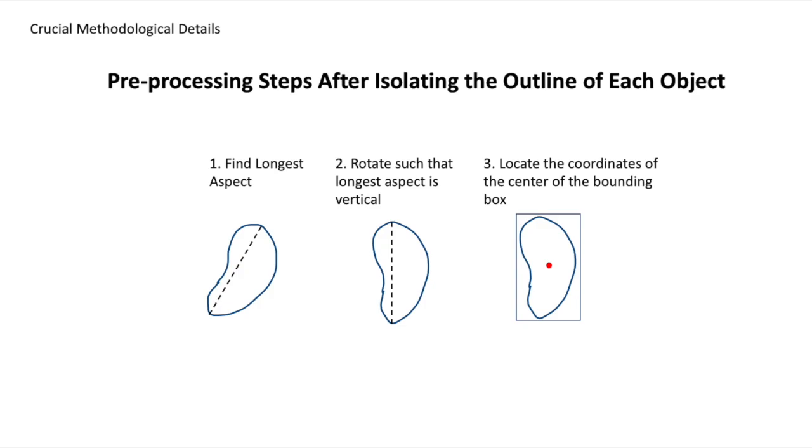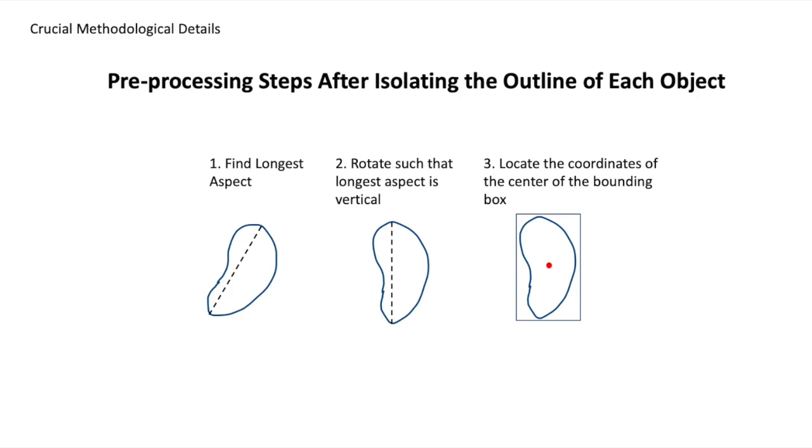Now, a very important methodological detail for those who want to replicate this is that for every object, we find the longest internal length, and then we rotate the object such that that length is vertical. And then we find the bounding box and its center to be the center of the radial grid. We do this because nature is inherently polar. That is, North Pole versus South Pole, dorsal versus ventral, and so forth. And when we orient objects according to these polarities, we get cleaner data.